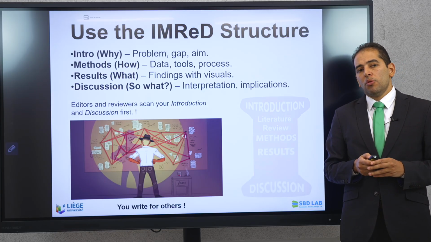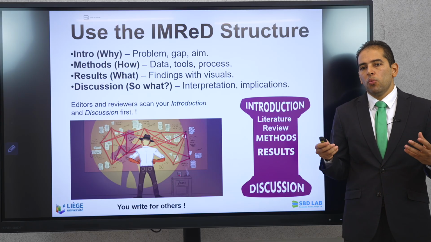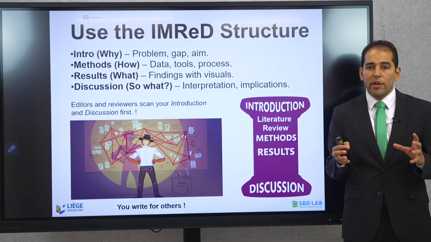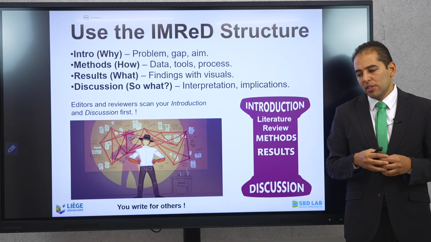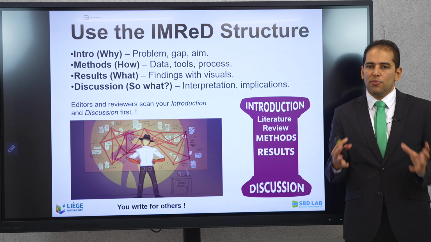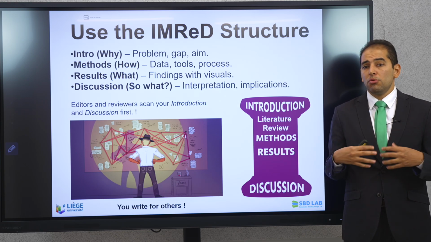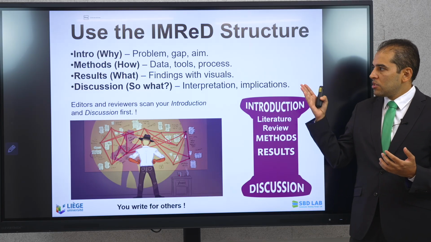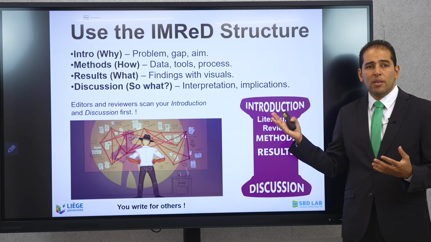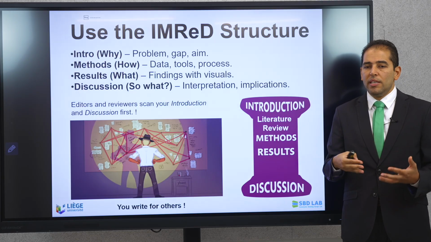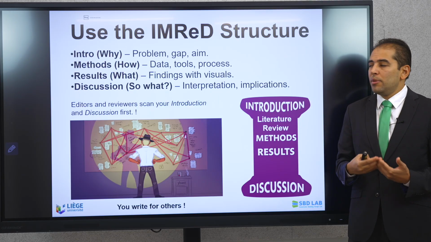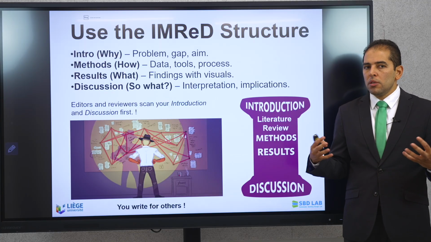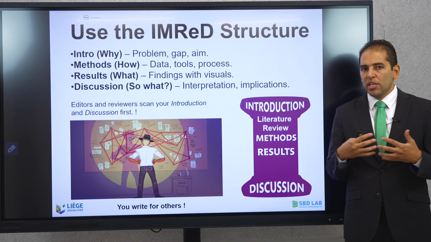I hope you heard it before, but the IMRaD structure is a very classical way of writing. You should not forget that scientific writing is a very specific and very conservative way of writing. It is not up to you now to change it. We have experienced this for years, and we developed it to always have an introduction with the why, the problem, gap, and aims. The methodology is about the how, the data, the tools, and the process. The results are about the what, the findings with the visuals, and the discussion is the so what. So this is the interpretation, the implication, and the critique.